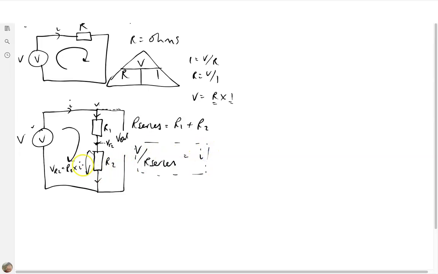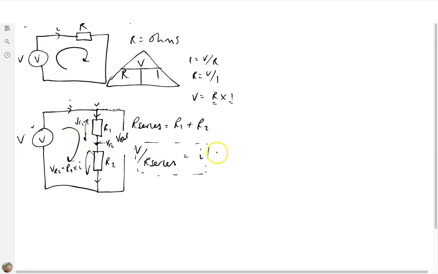So it's important that you think about I as a result of this series combination of these resistors. And when we do this, this is what's known as a potential divider. The reason being is we are dividing this potential V across these two resistors. So this will be the VR1.